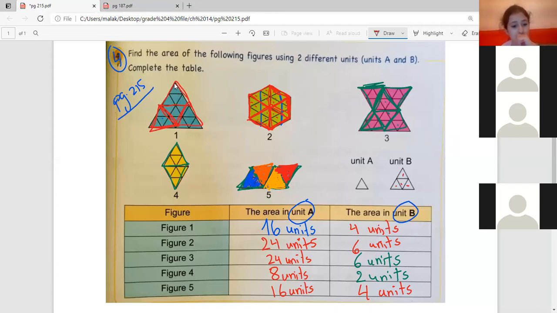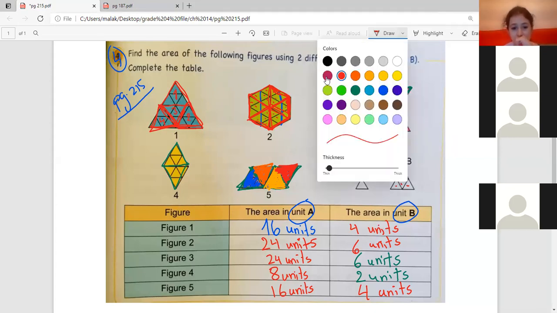Okay. But my mom told me that this one is still out. No, it's not out. We count it. Oh. We count it. One, two, three, four. No triangles are empty. No one is out. Thank you. We can fill them. Look, I will color them.